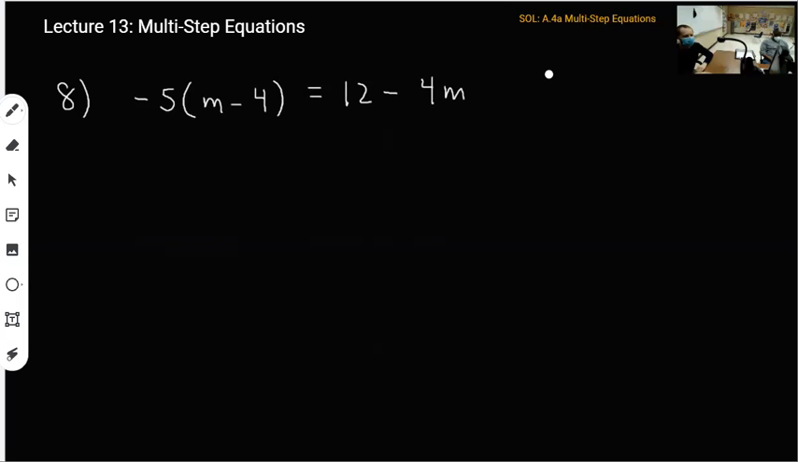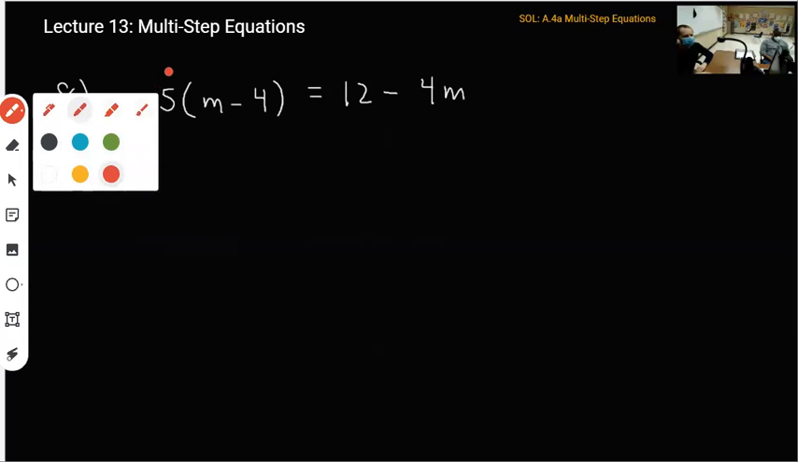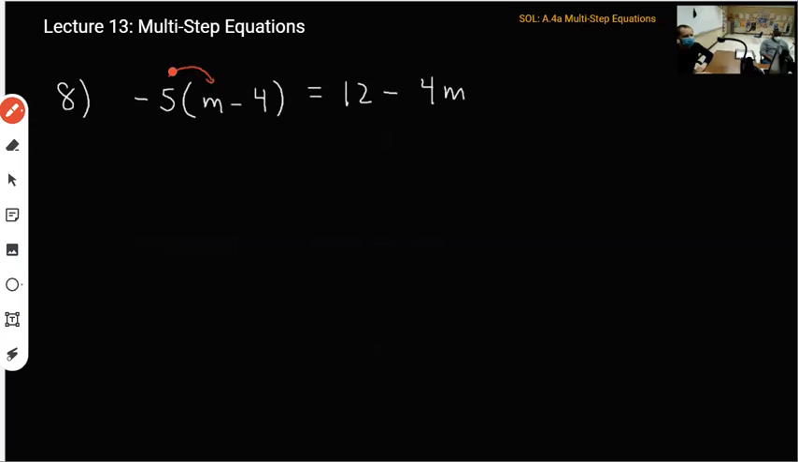Okay, so for this one, notice what I have on the left-hand side. I've got distributive property, right? I could multiply everything on the inside by -5. And that's the first thing that I'm going to do. So I'm going to multiply everything by -5. When I do that, I get -5m plus 20. I have a plus 20 because I have -5 and a -4. So those negatives are going to cancel each other out. And then the right side is still going to be the same. 12 minus 4m.